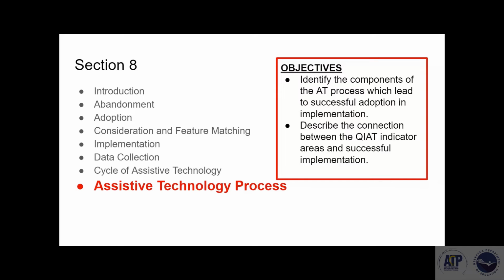If we have good process in place, we hopefully can see those signs of abandonment developing prior to a student completely pushing something onto a shelf, seeing behavior, or just non-use of a device. So the best weapon I think we have against abandonment is to have good process. So the objectives within this module are to identify the components of the process that lead to successful adoption. And then secondly, describe the connections between the QIAT indicator areas and successful implementation.